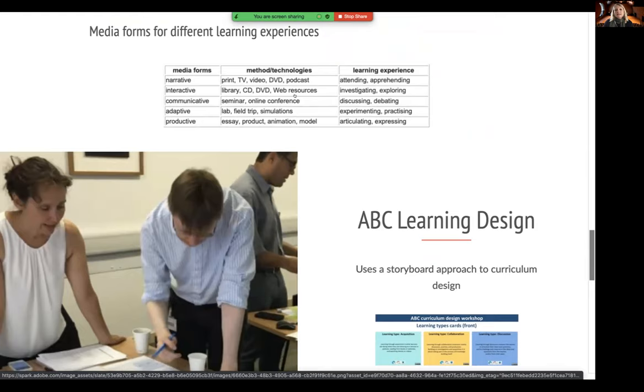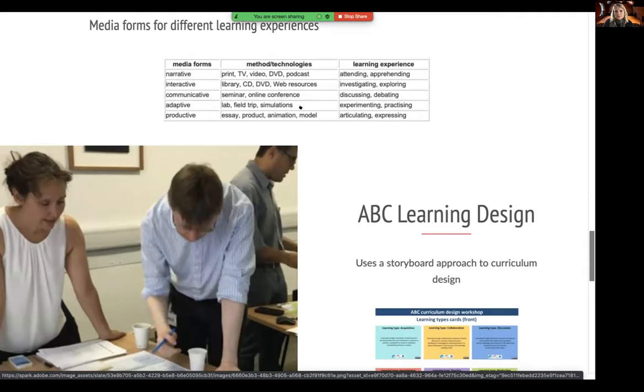There's narrative, interactive, communicative, adaptive, and productive that you can see in this table here. And there are different types of media technologies that you can use to use media in that way, and different learning experiences that each of those media forms are good for. So narrative media shows us something to do. It might be a text or an image. Interactive media might respond in a limited way to what the learner does. So it could be things like search engines or multiple choice tests.